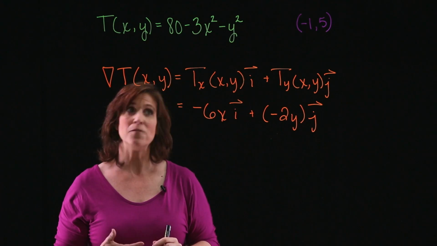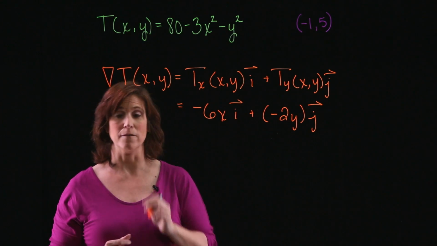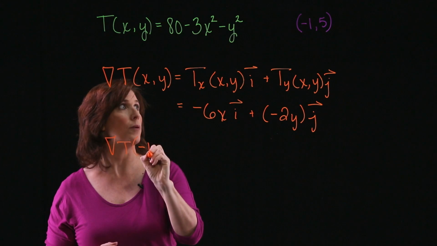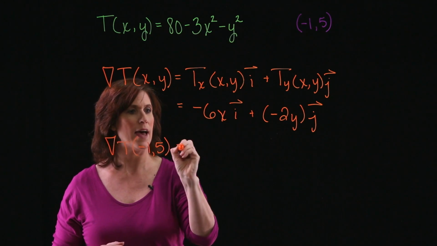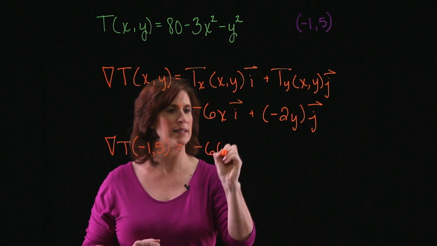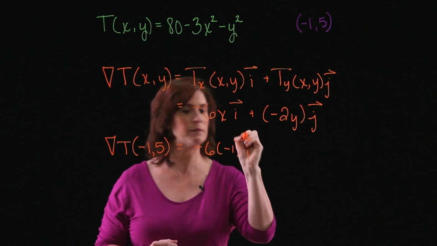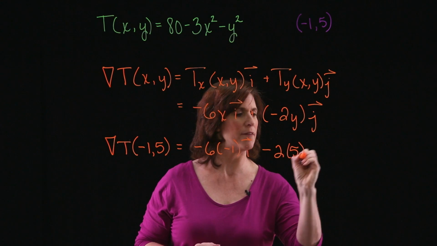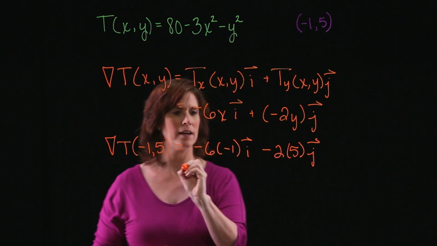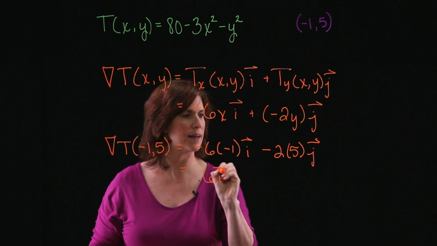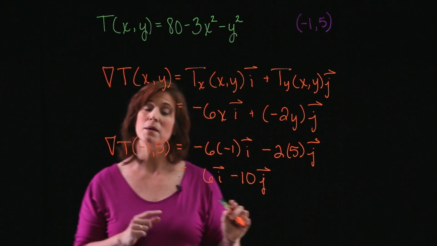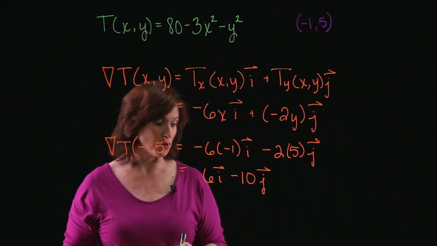Now I'm interested specifically in what's happening at the point (-1, 5), so my gradient will be at the point (-1, 5), and so I have minus 6 times minus 1 times vector i, minus 2 times 5 times my vector j, so I have 6i minus 10j. And that gives me my direction of maximum increase.